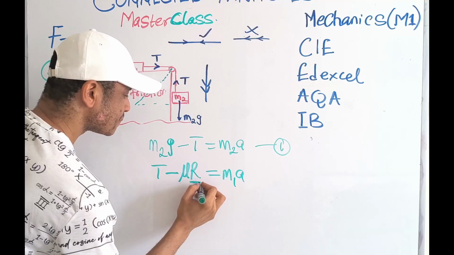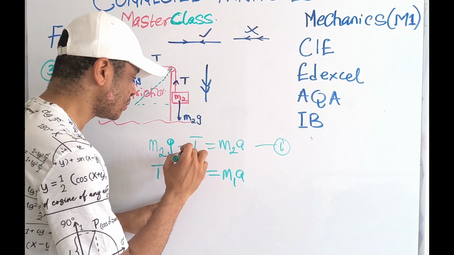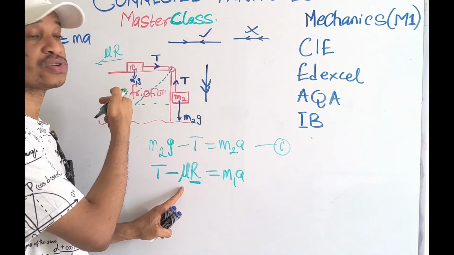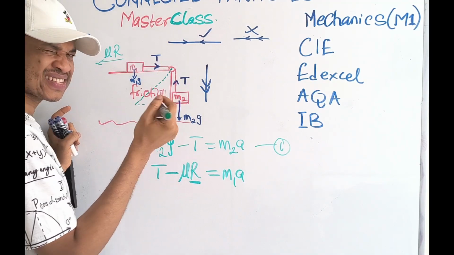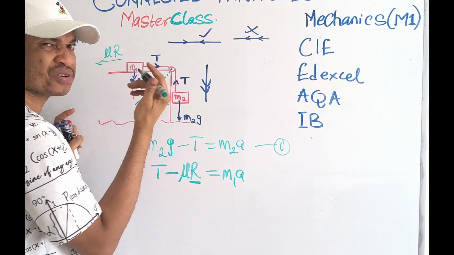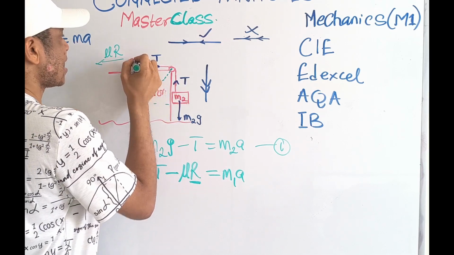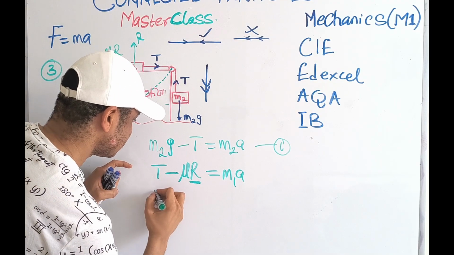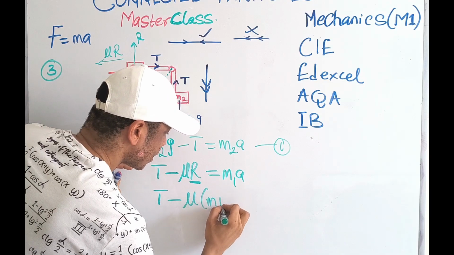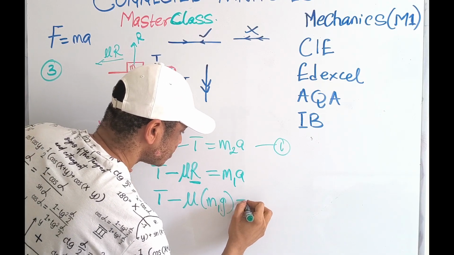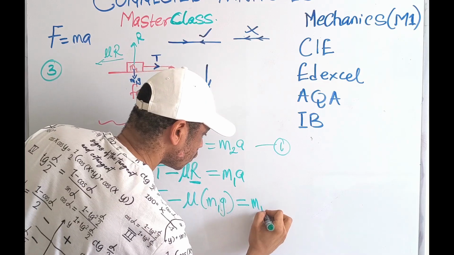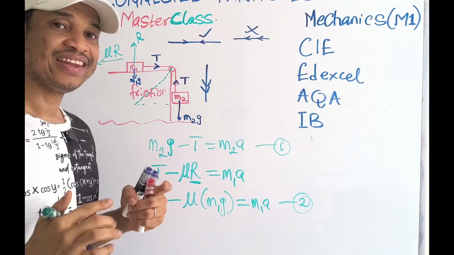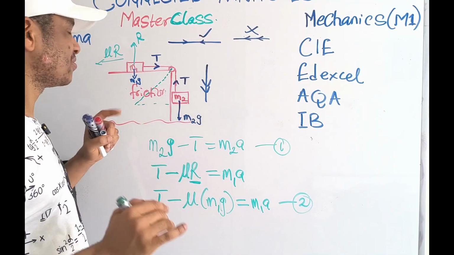Now what is R? That is the question. If you don't write it like this, some people write F and they think F equals MA. No, this is the frictional force. And action: in the first case, I didn't put the reaction because I didn't really need it, since there was no friction. So action, this is R. So R is M1G. So this becomes T minus mu M1G equals M1A. So this is my equation when there is friction.